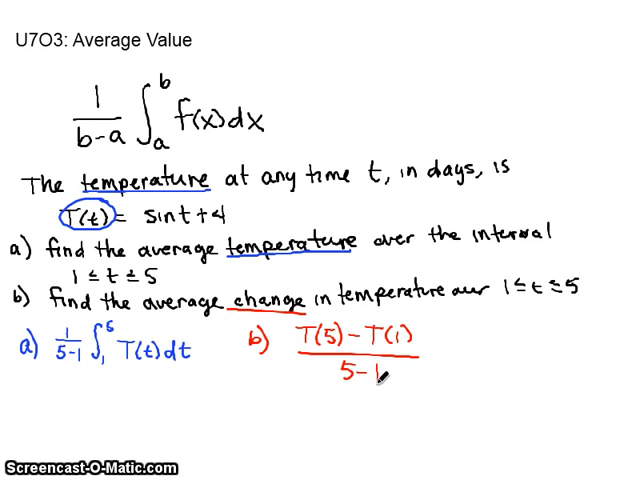So the only thing that we have to keep in mind is that 1 over b minus a times the integral of a to b of f of x dx is the average value. When they ask this question, they'll say the average, and then they'll name the function you're given, in this case temperature. Average rate of change is just going to be the slope, so they'll say either find the average change, or they'll say find the average and then ask for the derivative.